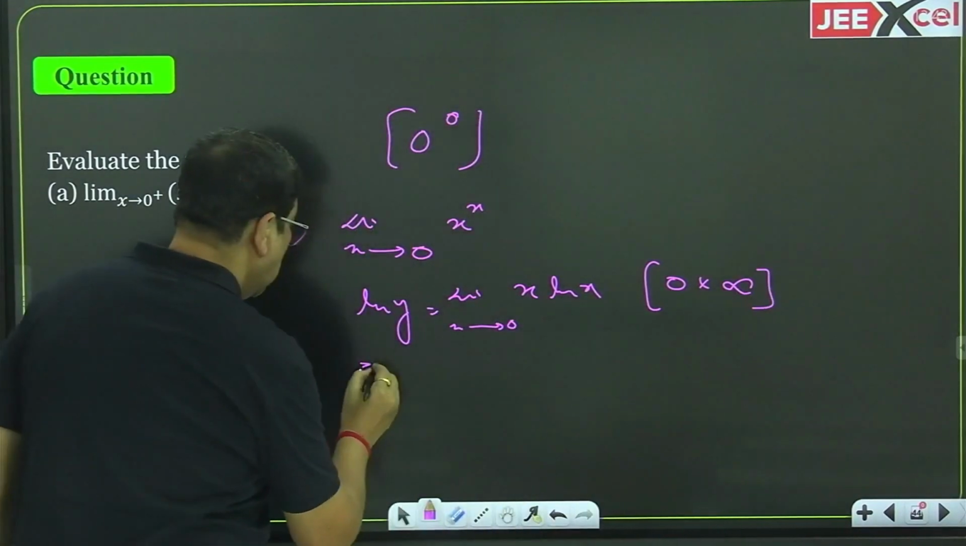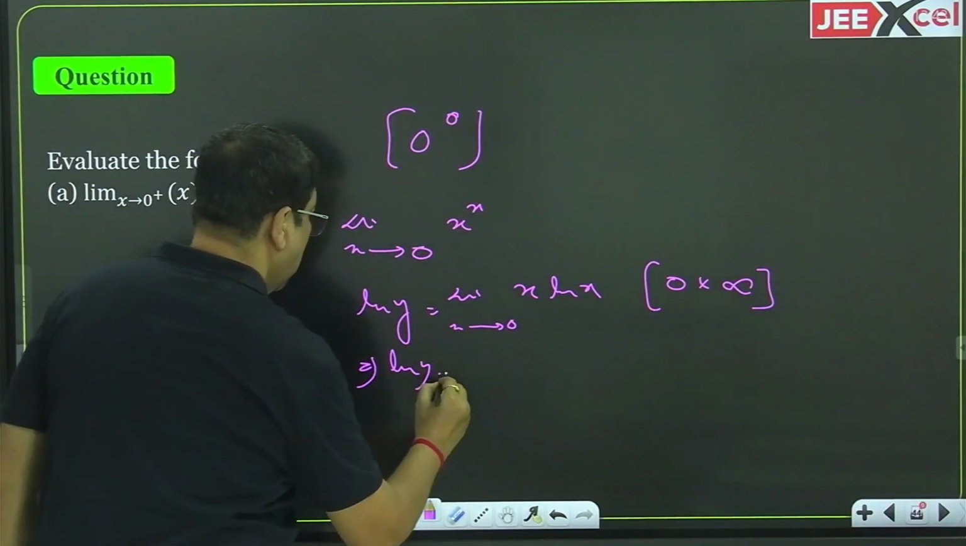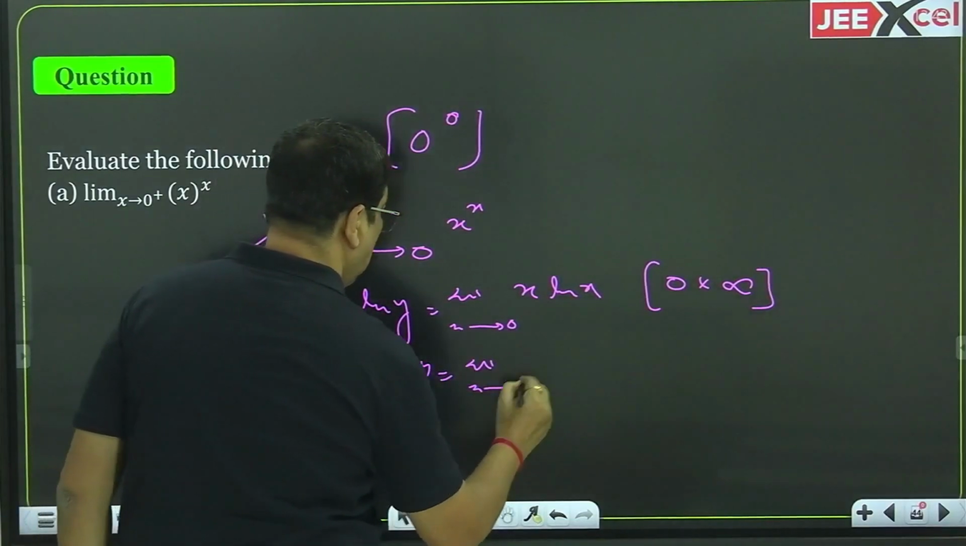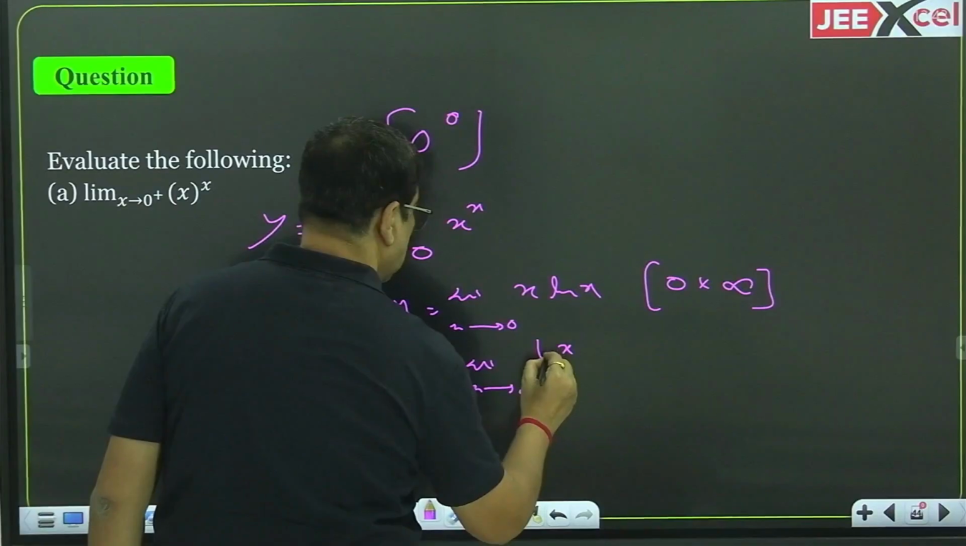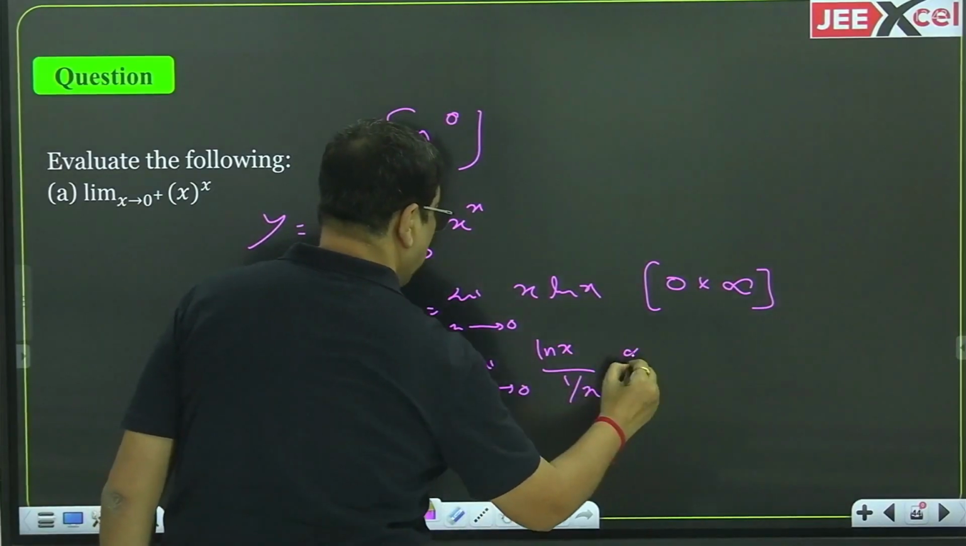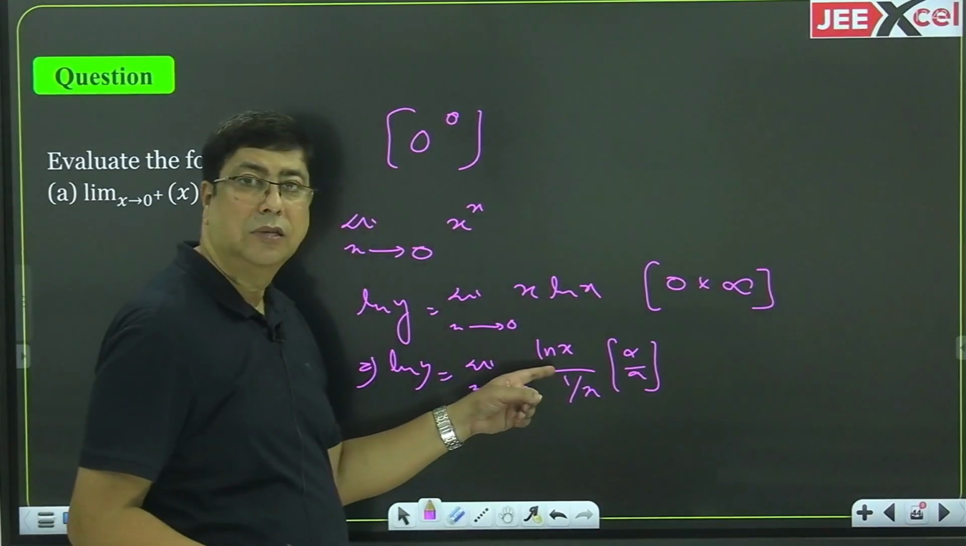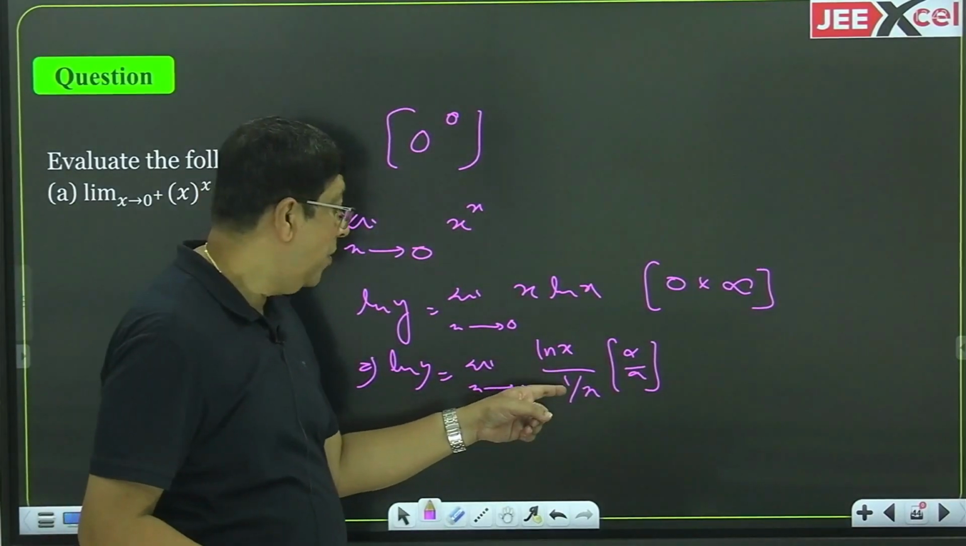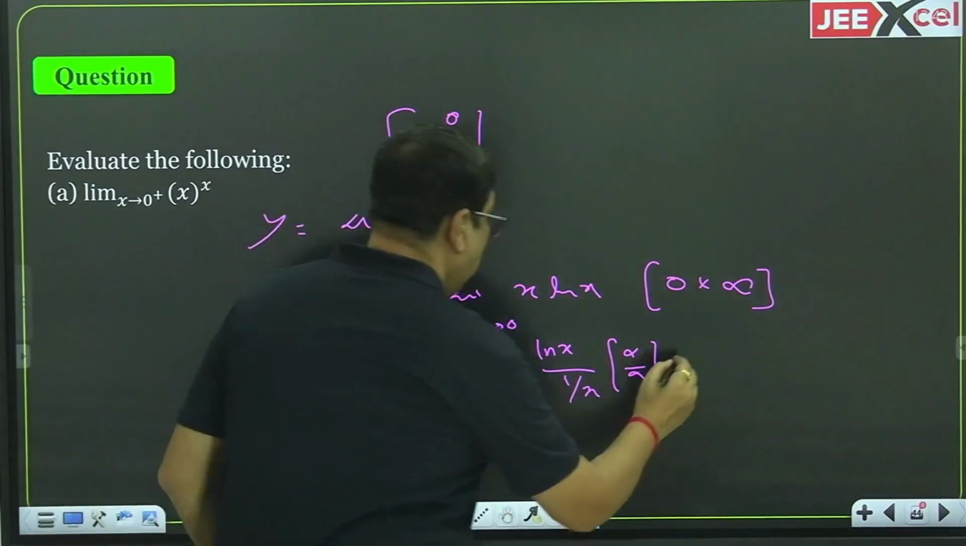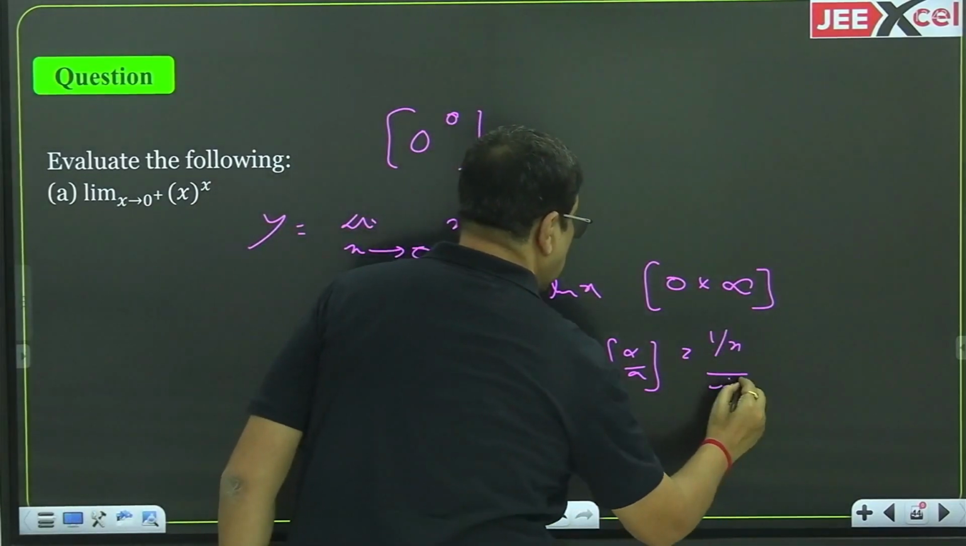हम लोग को 0 by 0 चाहिए. That is log y equal to limit x tend to 0 x log x by 1 by x. That is infinity by infinity form. अभी डिफरेंशिएट करो. Log x is 1 by x. Okay, and 1 by x is minus 1 by x square. क्या होगा इसमें? 1 by x by minus 1 by x square.